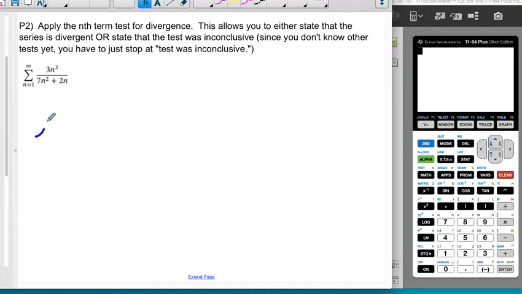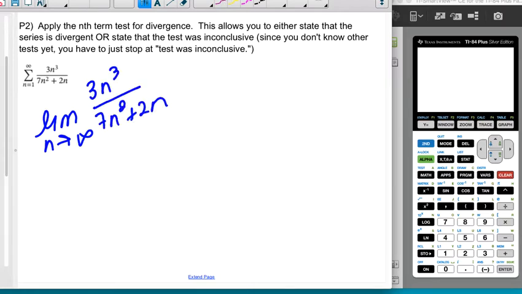All right, so if we apply the nth term test here, the limit as n approaches infinity of 3n cubed over 7n squared plus 2n. Again, remember, we're almost always only concerned with the leading coefficients. Since the 3 is bigger than the 2, this thing's going to be infinitely large. It's not going to be 0.